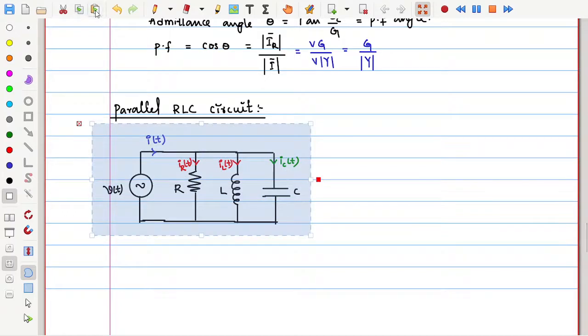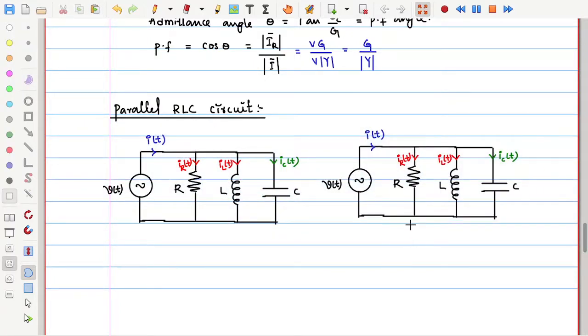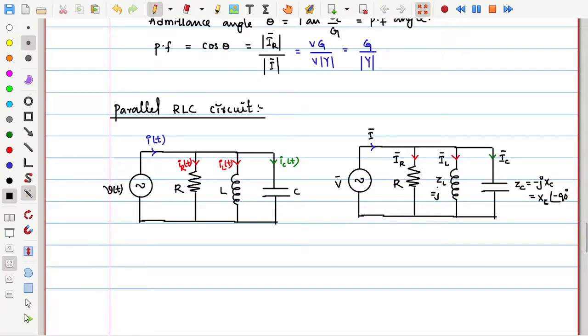Now if we take this into the frequency domain, everything will become bar, like this. So in the frequency domain this becomes V bar, this becomes I bar, this becomes I suffix R bar, capital letters, observe these things. This becomes IL bar, this becomes IC bar, and ZC is equal to minus JXC, which is equal to XC at an angle of minus 90. Whichever form we require, we will use that. Here ZL is equal to JXL, which can be written as XL at an angle of 90.